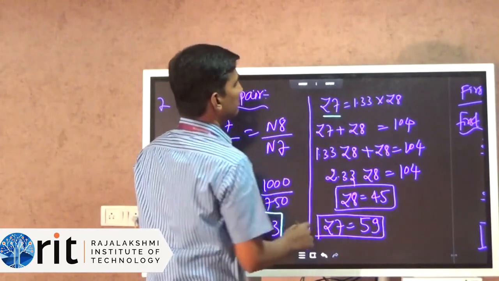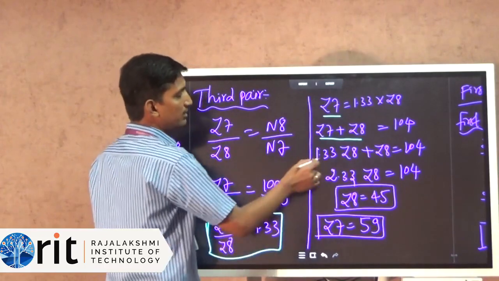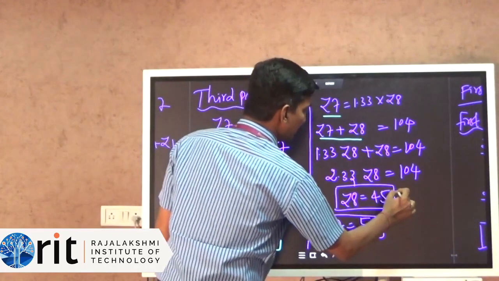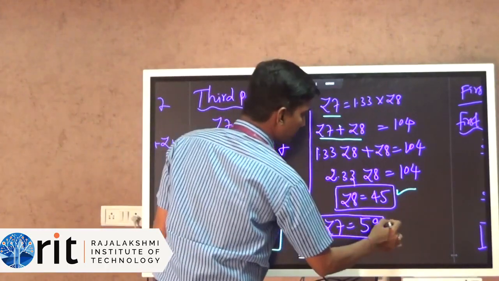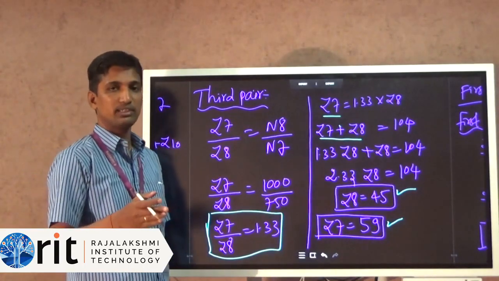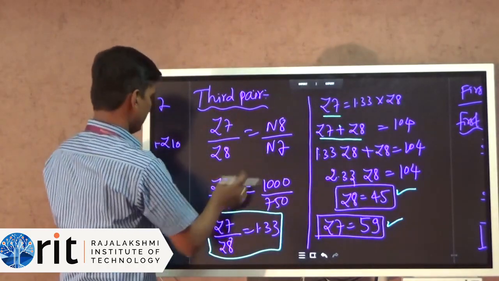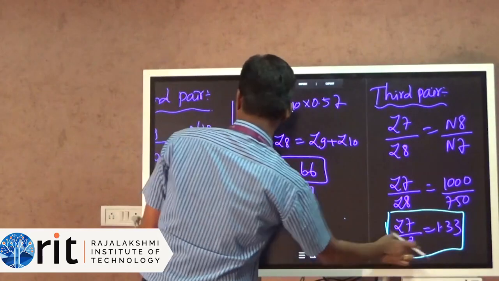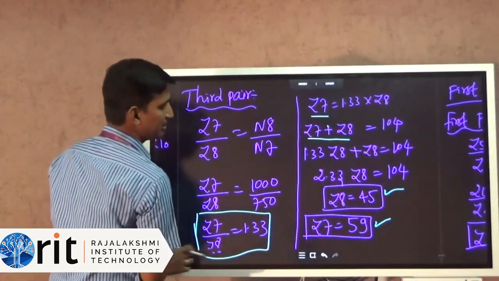Then Z7 plus Z8 equal to 104, as I told you. I am substituting this value in this particular equation in order to find the value of Z8. Similarly, this value I am going to substitute over here to find the value of Z7. Now the second stage of the gears, that means the 6 sets of gear teeth, have been completely found out as 45, 59, then similarly 38, 66, 38 and 66.